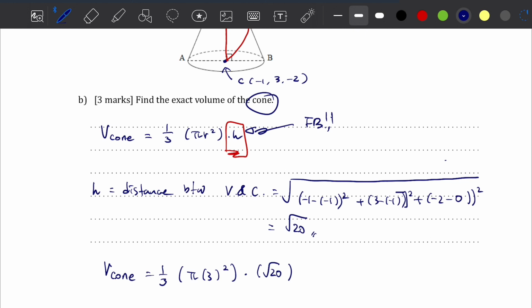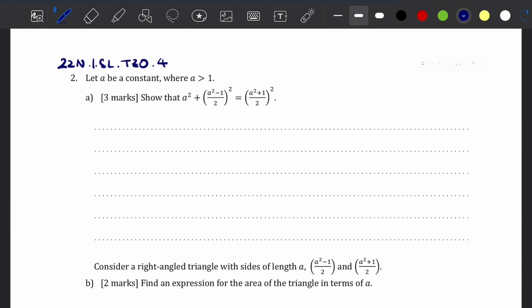So the answer is 3 pi times square root 20, or you can leave it as 6 pi square root 5. So let's do the second question of the day. This question is from year 2022, November, IB Maths AA SL, paper 1.